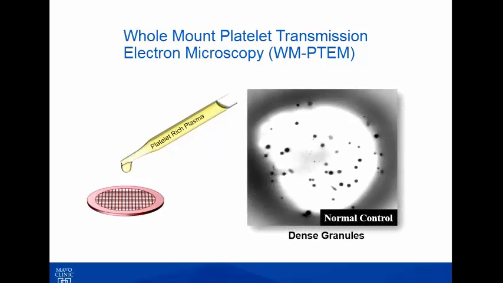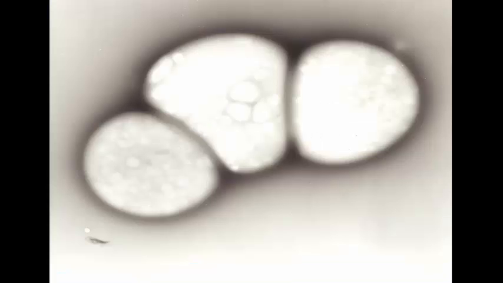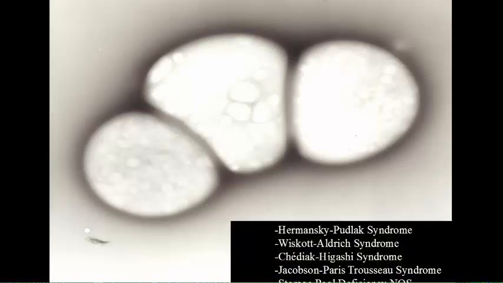The calcium in the dense granules will block the electron beam and create an ink-dot structure. That's the dense granule. Conversely, these three platelets do not have any dense granules, which is characteristic for Hermansky-Pudlak syndrome. However, it's not pathognomonic, because complete absence of dense granules can be seen in Wiskott-Aldrich syndrome, Chediak-Higashi syndrome, Jacobsen syndrome, and other severe forms of storage pool deficiency.